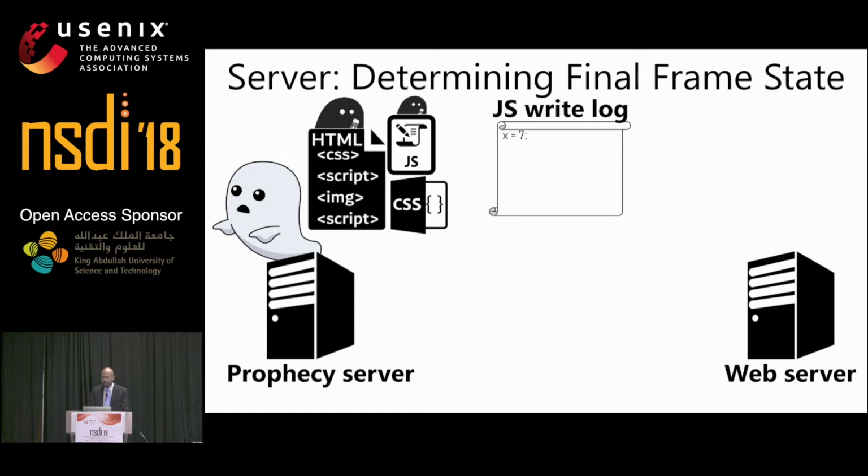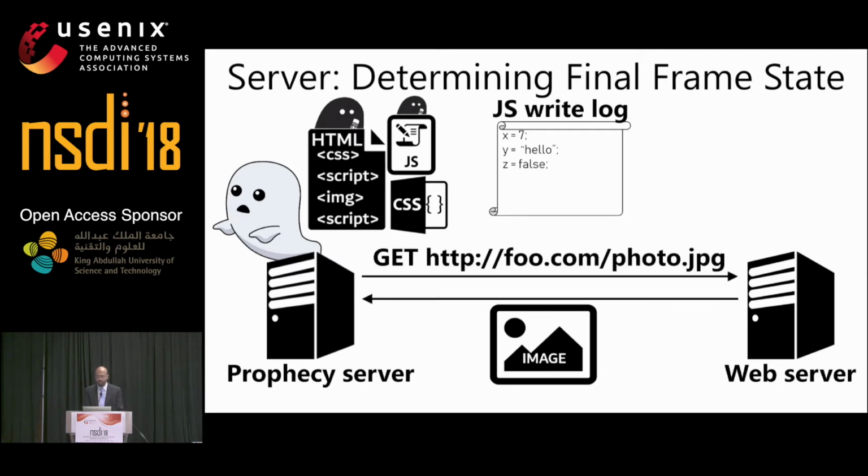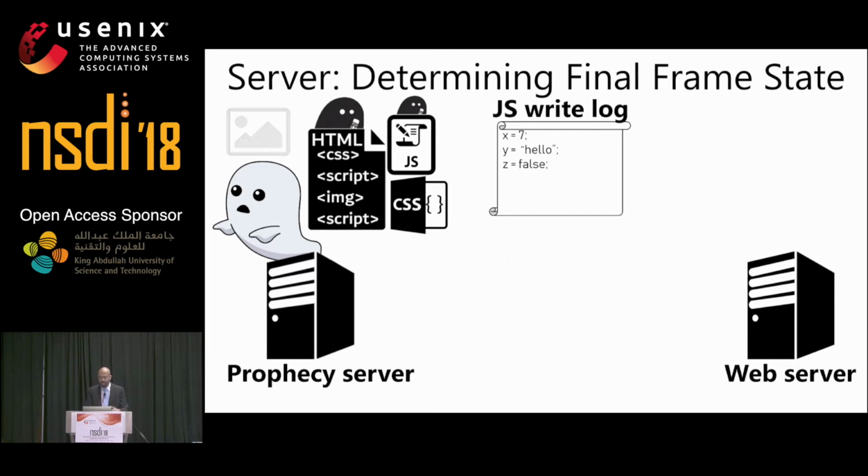So for example, the code might assign 7 to the JavaScript variable x, and the string hello to the JavaScript variable y, and the Boolean value false to variable z. So now imagine that the JavaScript code finishes execution, and the headless browser resumes the HTML parse. The next tag in the frame is an image tag, so the browser is going to issue a fetch for the image. Prophecy doesn't need to rewrite images, so it's going to hand that image directly to the headless browser.